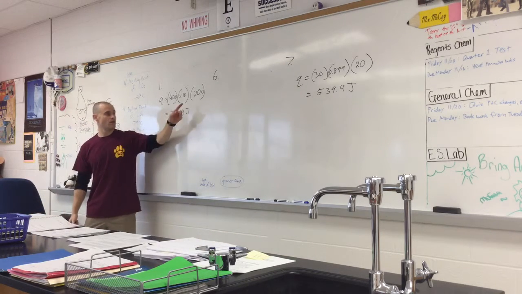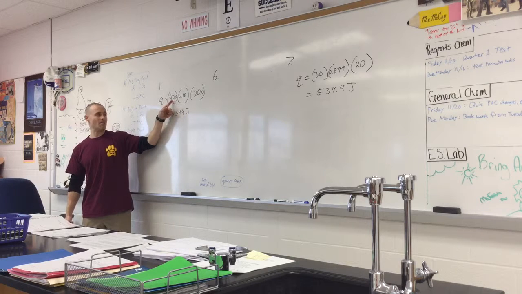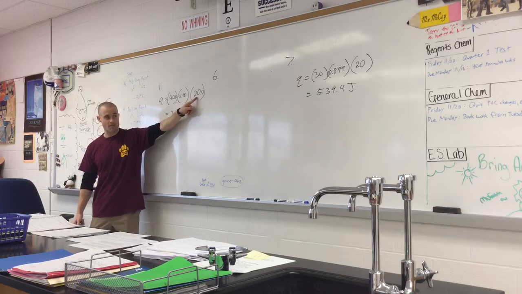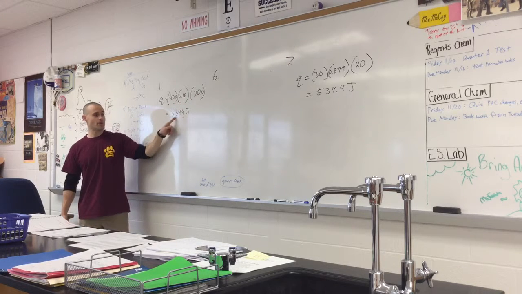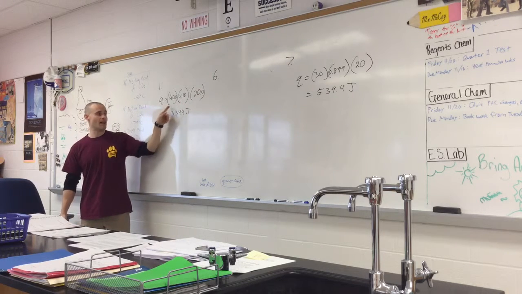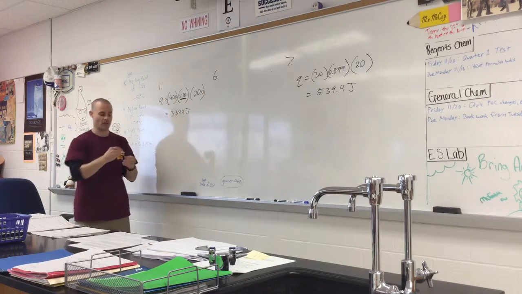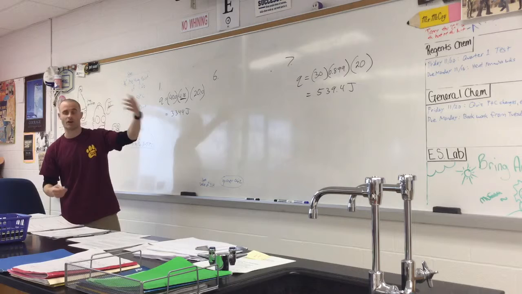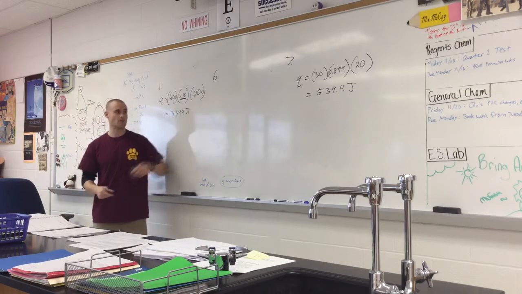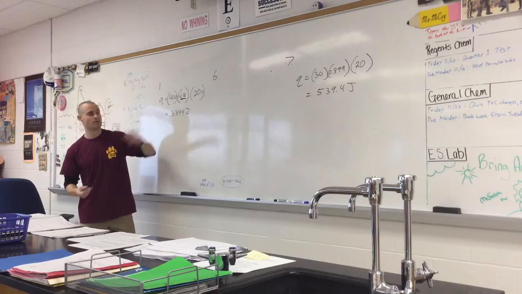Notice how water has a bigger mass, but it's not much bigger. This number is the same, 20. This number is way bigger. It takes a lot more energy because of that specific heat. That's what I'm trying to really get you to understand. Aluminum heats up very quickly because it has a low specific heat, so you need fewer joules.